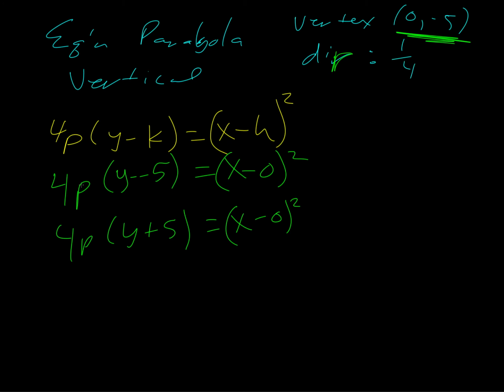Okay, now we have a vertical parabola. We have a focus that's somewhere. We have some p-value. We have that same p-value going down here. And then we have a directrix that is at -5. Now, or not -5, 1/4.